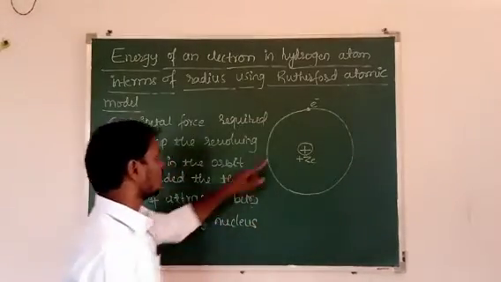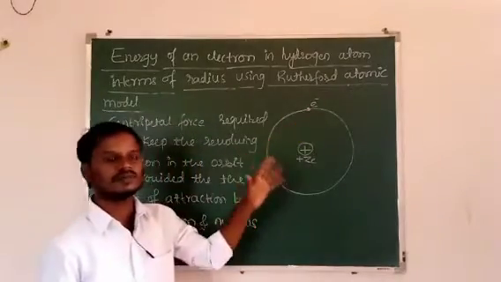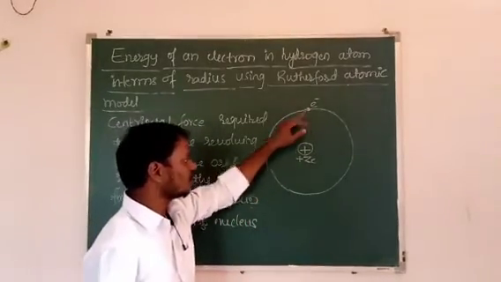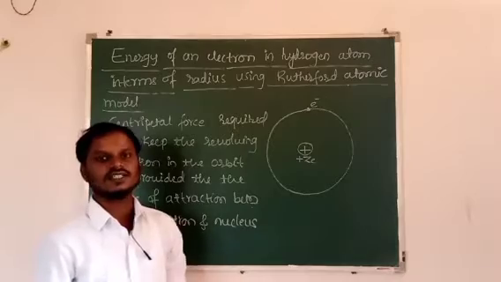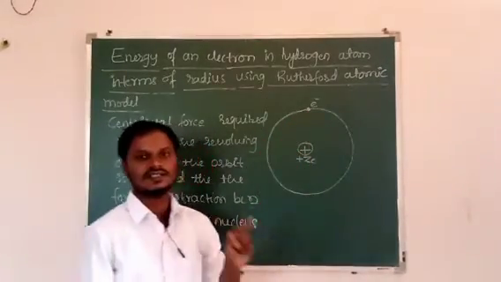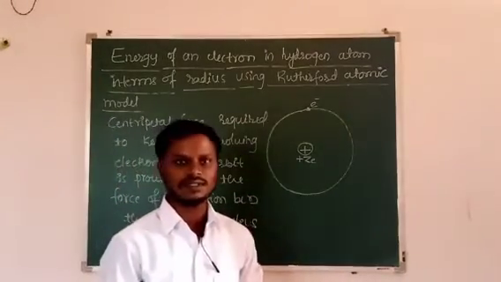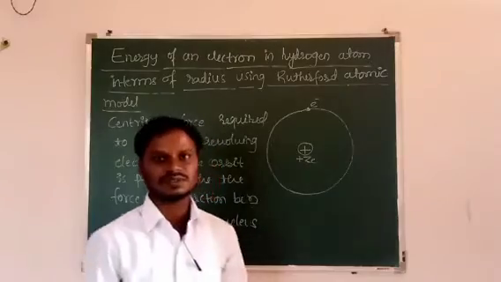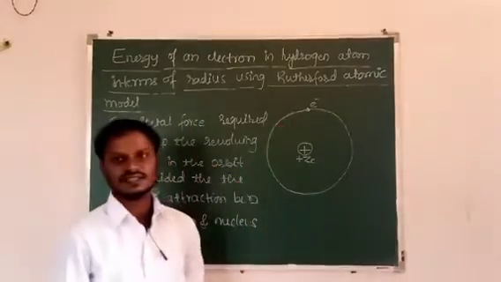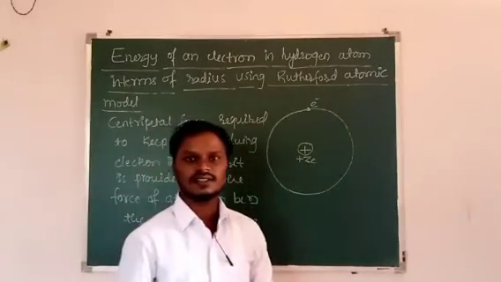See here. There is a centripetal force acting on this revolving electron due to the force of attraction between the electron and the nucleus. Here there is a Coulomb force acting between the electron and the nucleus. Which type of Coulomb force? That is nothing but the attractive Coulomb force, because the nucleus is positively charged and the electron is negatively charged, so there is a force of attraction.